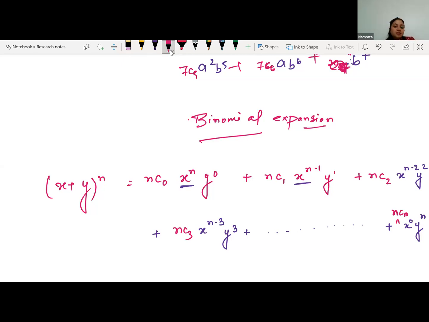Are you getting it? Yes, ma'am. And how will you keep this formula in mind, by decreasing the power and increasing the power every time? Yes, you can do that, but there is one more way. The way is, first write nc0, and then the power of x will be n minus 0, that means only n. And the power of y will be only 0.